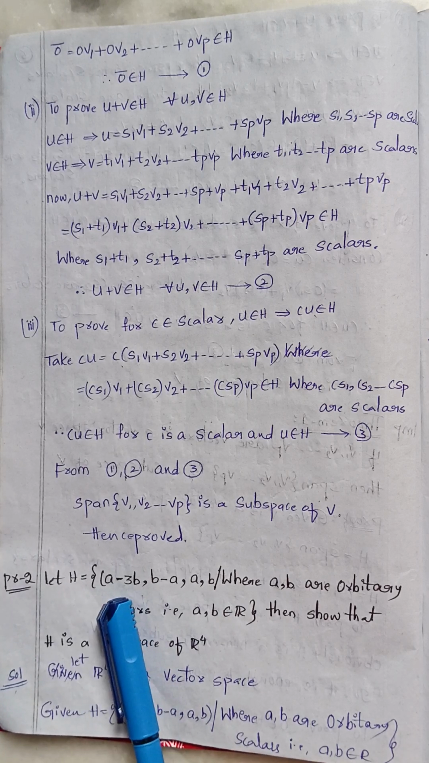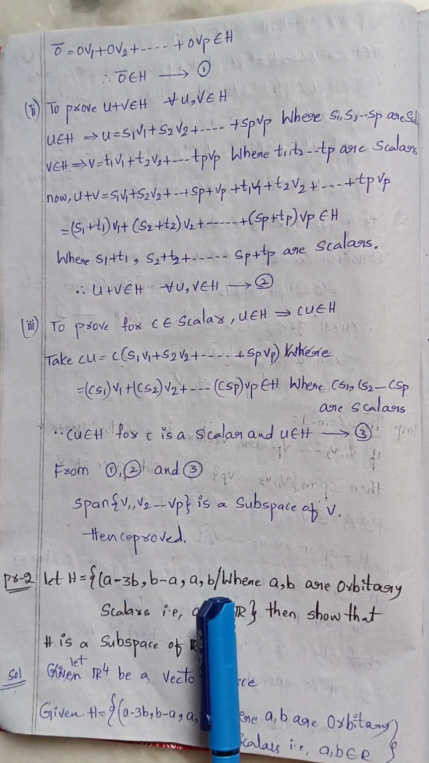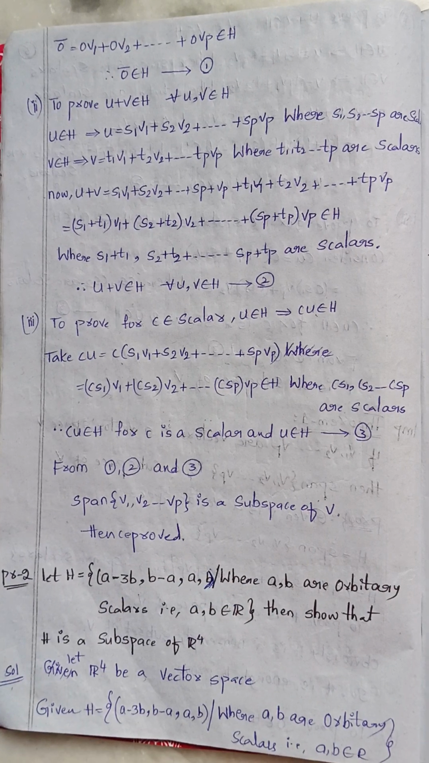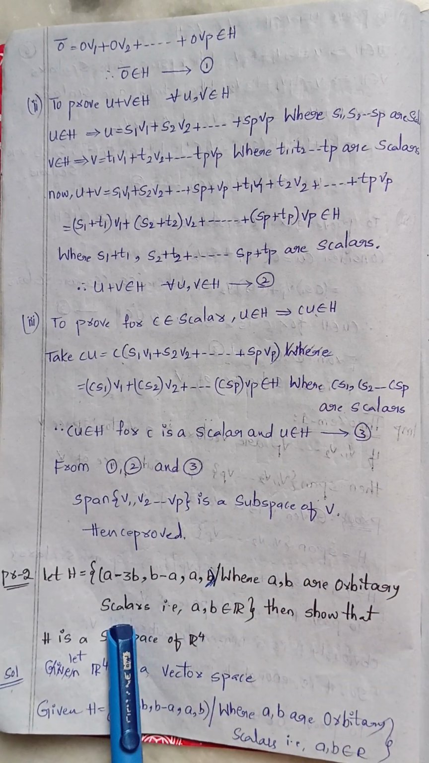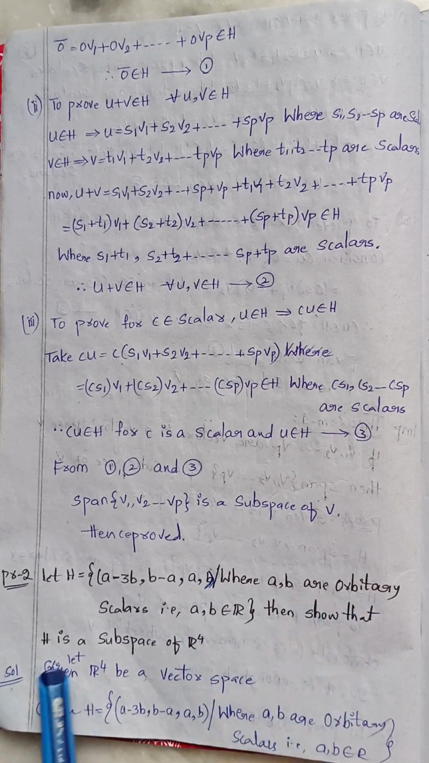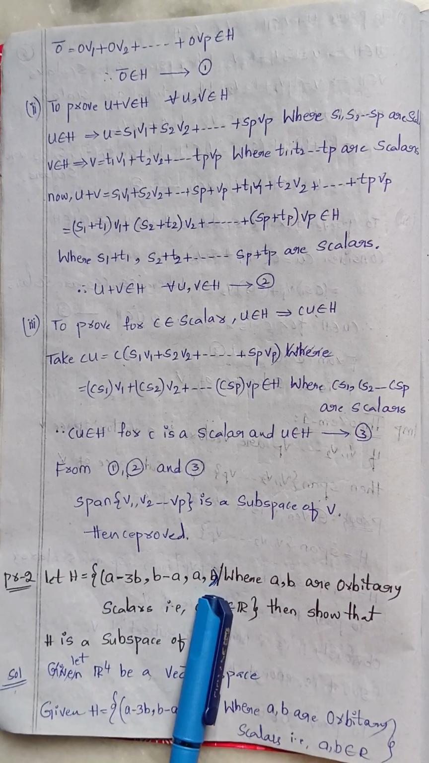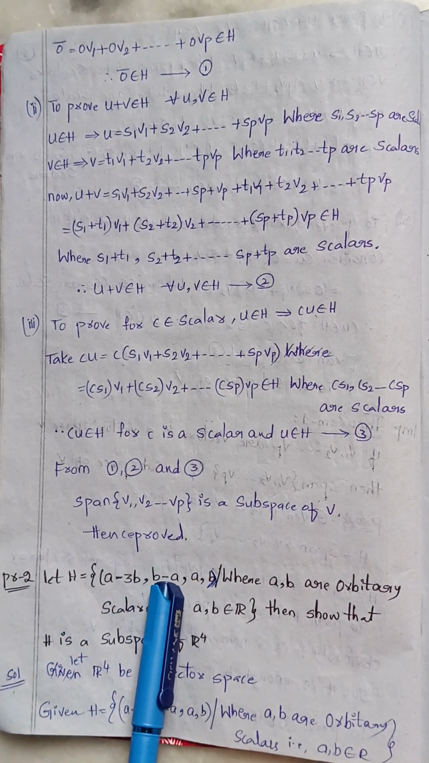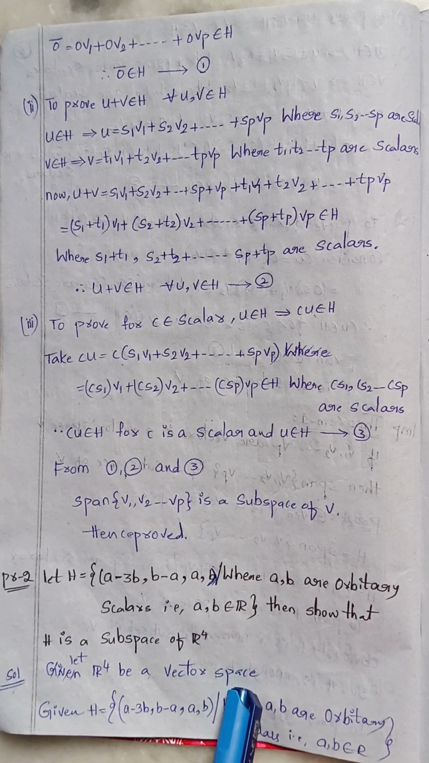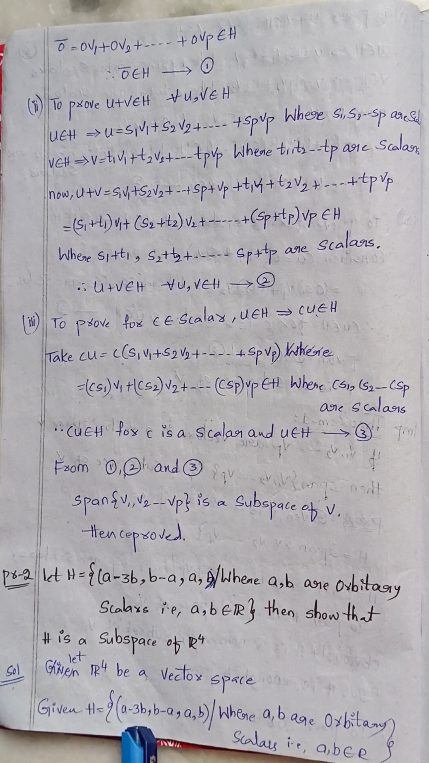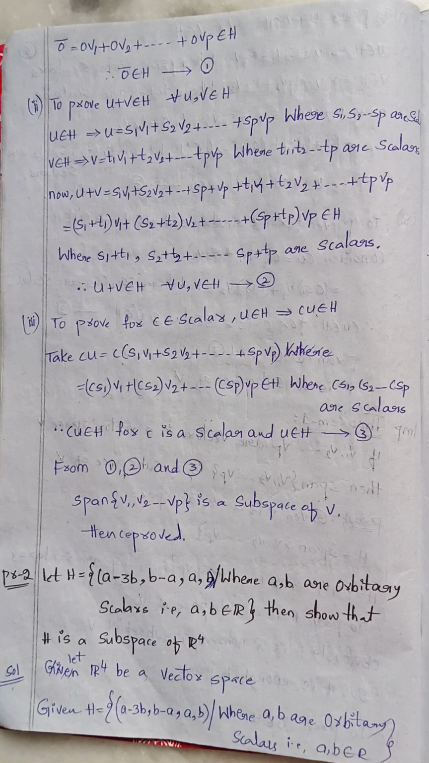Okay, now let us see another problem. Here H is given as a vector like a minus 3b, b minus a, a, b. Here we have four entries, where a and b are arbitrary scalars, that is a, b belong to R. Show that H is a subspace of R power 4. In this one vector, how many entries are there? 1, 2, 3, 4. So it belongs to R4. R4 is a vector space here and H is given in this form, where a and b belong to R.